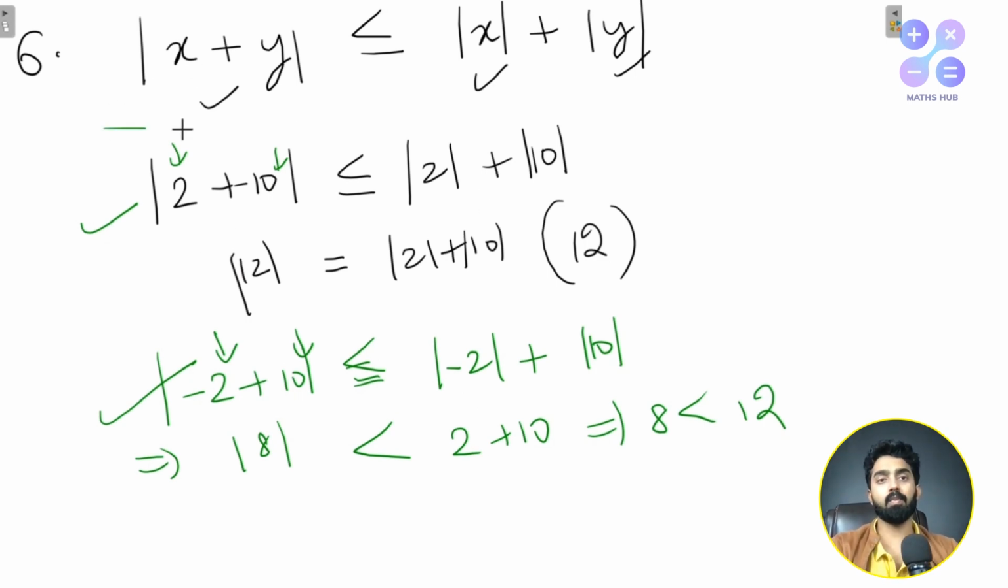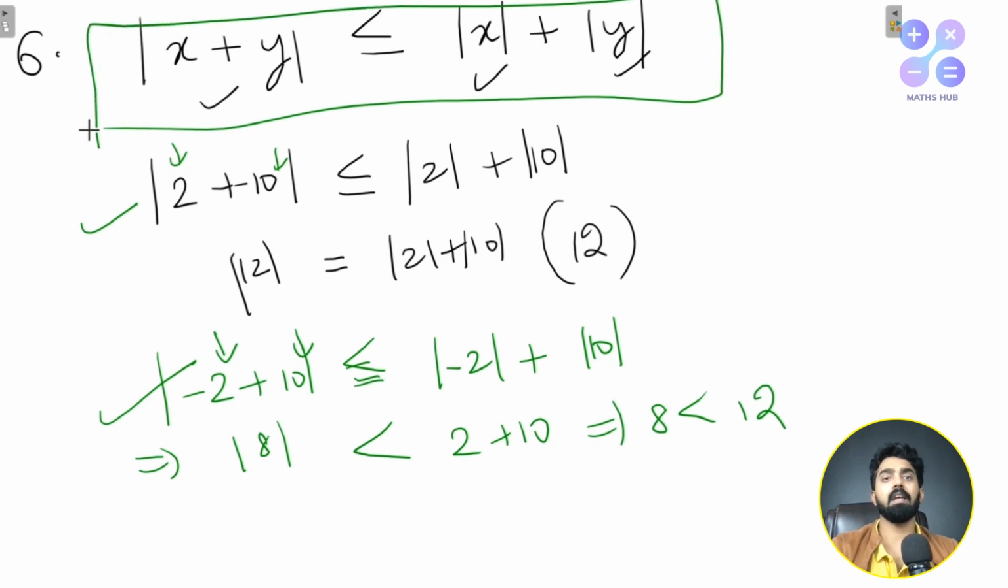So that's why this property is important to understand, because if you ever have a question where you're dealing with moduli, then you may not be able to always equate it to the individual moduli. You always need to calculate first, and only then will you be able to understand whether it's less than or equal to. So basically, when you have a modulus of a sum of two real numbers, it's always going to be either less than or equal to the sum of the individual moduli. It's never going to be greater than. The greater option is never possible, right?